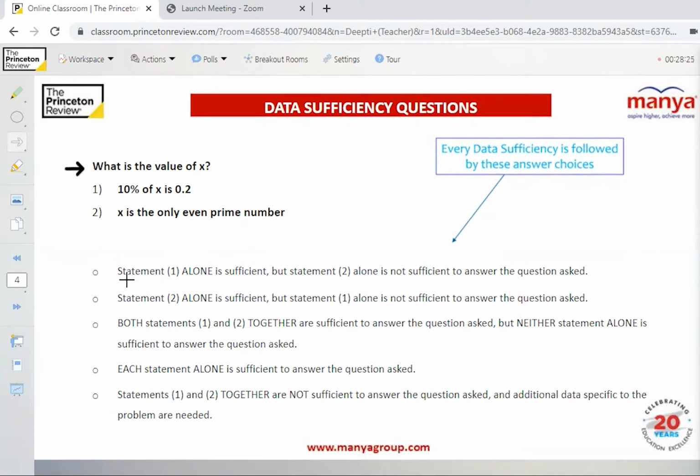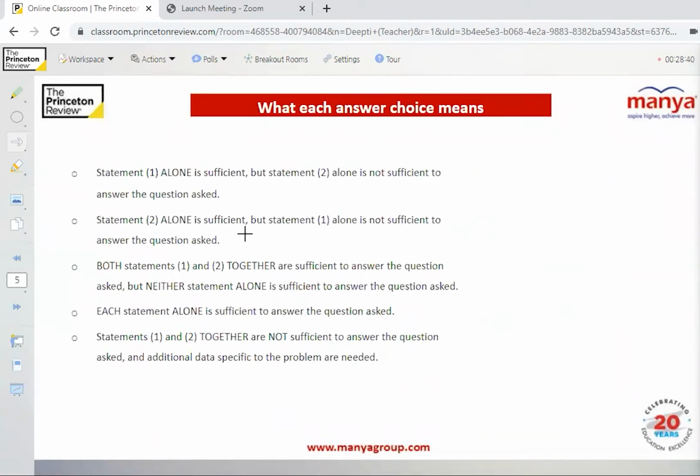In data sufficiency questions, you are going to see a question stem. It is followed by two statements, and then you have to pick your answer from the 5 answer choices. Every data sufficiency question is followed by these answer choices. Now, what do these answer choices mean? Option A means statement 1 alone is sufficient, but statement 2 is not sufficient to answer the question. Option B means that statement 2 alone is sufficient to answer the question, but statement 1 alone is not sufficient to answer the question asked.